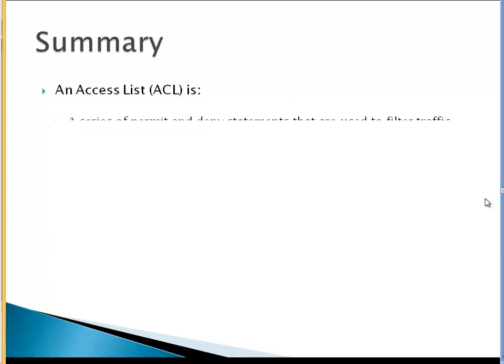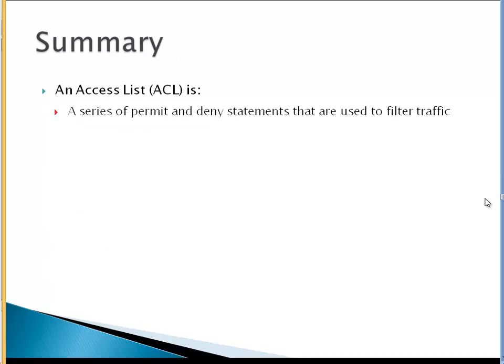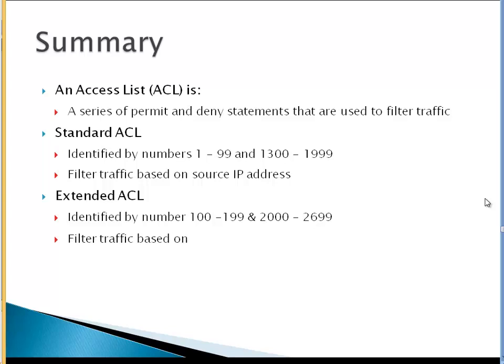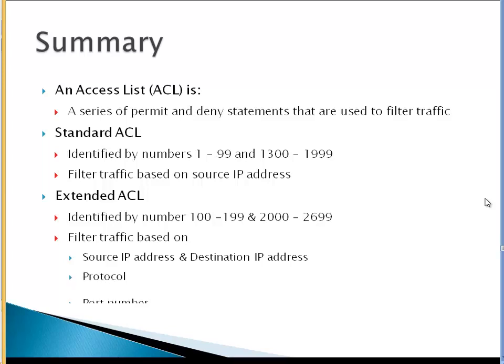Okay, so in summary, an access list is a series of permit and deny statements that are used to filter traffic. Standard access control lists, identified by numbers 1 to 99 or 1300 to 1999, filter traffic based on the source. Remember, only the source address. Extended access control lists, identified by 100 to 199 or 2000 to 2699, filter traffic based on source IP address, destination IP address, protocol, and port numbers.